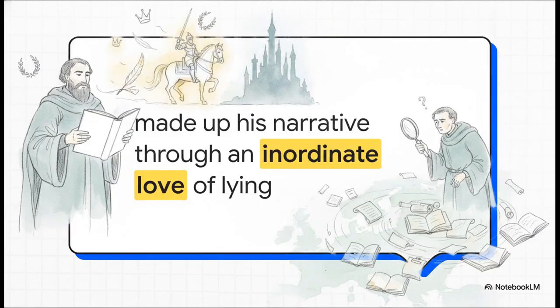Geoffrey essentially transformed Arthur into this vast imperial conqueror, giving the British a hero to rival the great emperors of history. But honestly, even back then, people were side-eyeing this. Contemporary critics, like the historian William of Newburgh, absolutely roasted Geoffrey, saying he made the whole thing up through an inordinate love of lying. Hilarious, right? But whether it was true or a total fabrication, the megamyth was born, and it spread like wildfire across Europe.